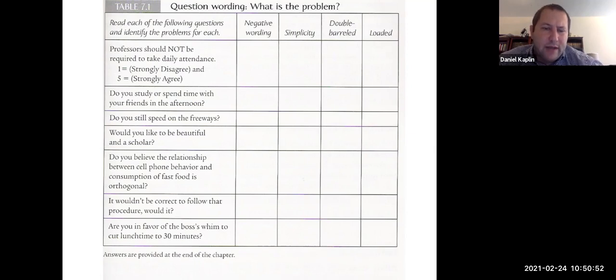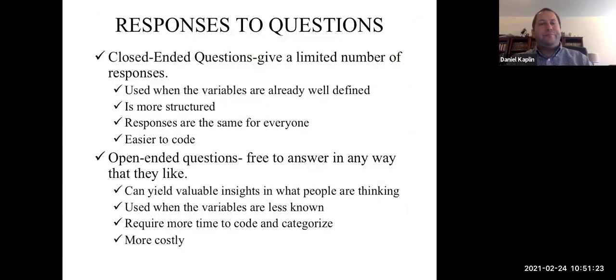It wouldn't be correct to follow that procedure, would it? Wouldn't. You see the contraction and apostrophe T, so that's negative. And then, are you in favor of the boss's whim to cut lunchtime to 30 minutes? Whim is emotionally leading, so that's a loaded question, right? So it's important to look at how the questions are written, because any one of these questions could come on a survey and it would be problematic.